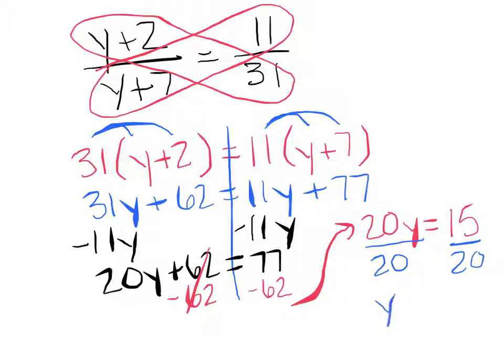We have y left over on the left side, and 15 over 20. That doesn't divide out all that nicely, but it is a fraction that can be simplified. 15 over 20, they both have 5 in them, so we can simplify this by dividing out the 5. Dividing out the 5 on the top gets me 3. Dividing out the 5 on the bottom gets me 4. So my answer is y equals 3/4, or if you prefer, that would be 0.75.